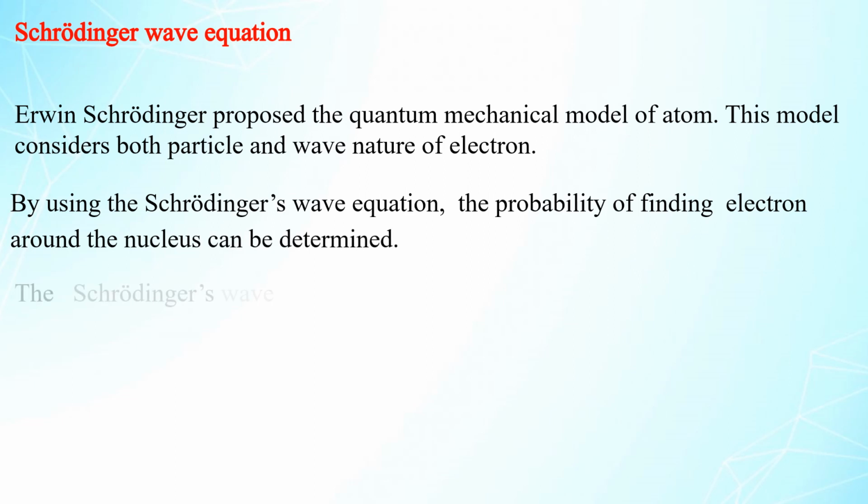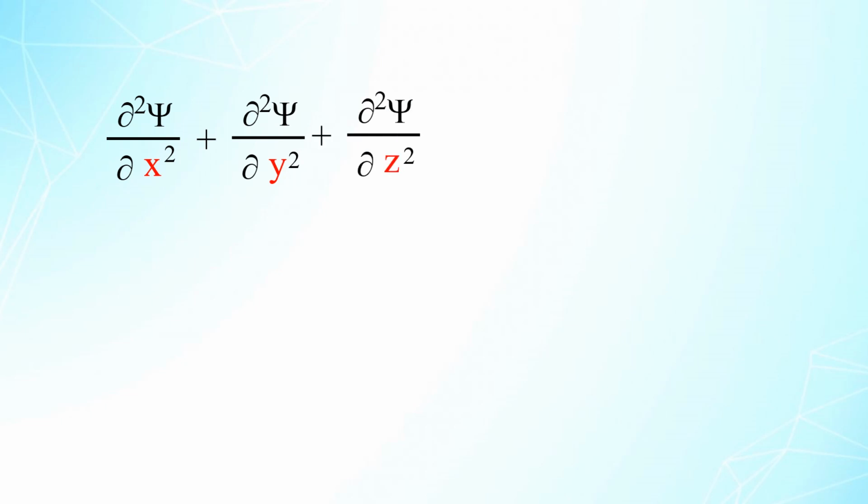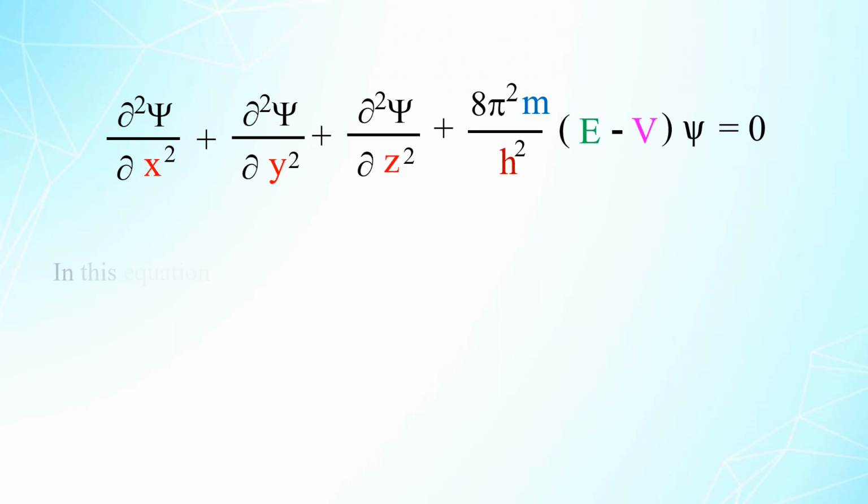The Schrödinger's wave equation is: ∂²ψ/∂x² + ∂²ψ/∂y² + ∂²ψ/∂z² + (8π²m/h²)(E − V)ψ = 0. In this equation, x, y, and z are Cartesian coordinates.